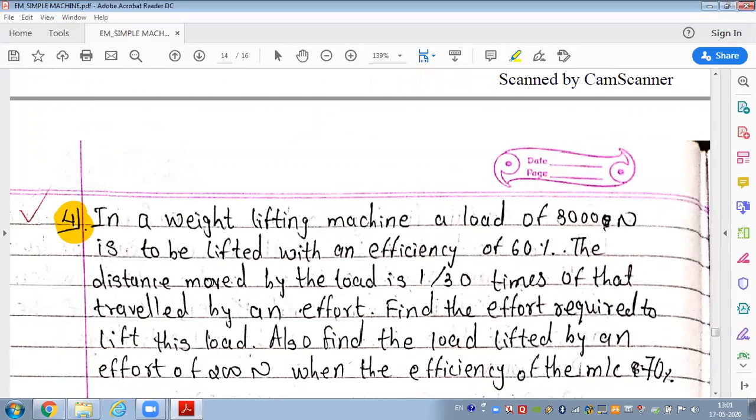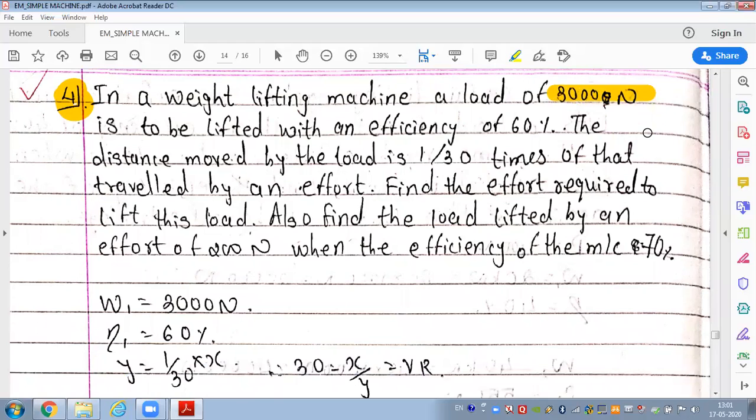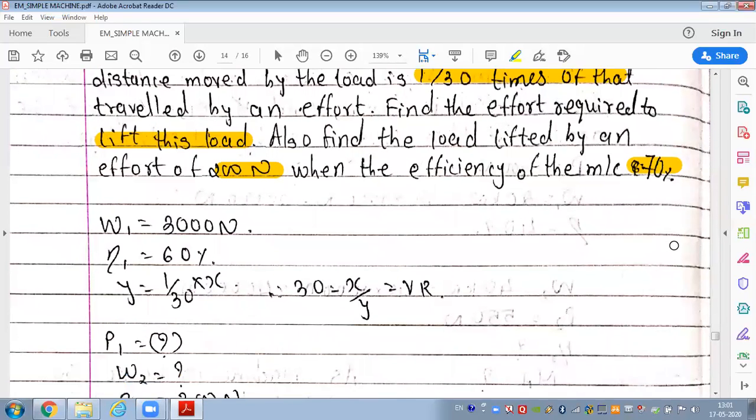Now the next example. In a weightlifting machine, a load of 3000 Newton is to be lifted with an efficiency of 60%, and the distance moved by the load is 1 by 30 times that traveled by the effort. Find the effort required to lift this load. Also find the load lifted by an effort of 200 Newton when the efficiency of the machine is 70%. Here again two machines are given.